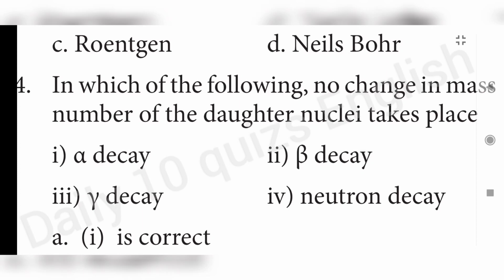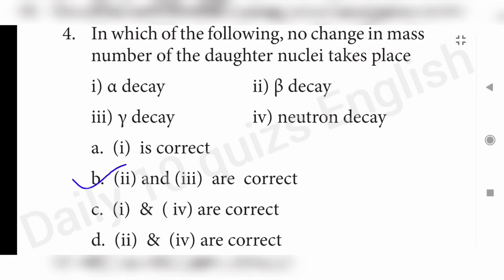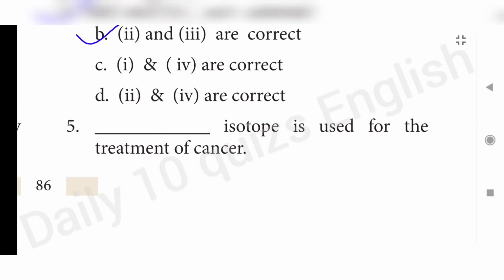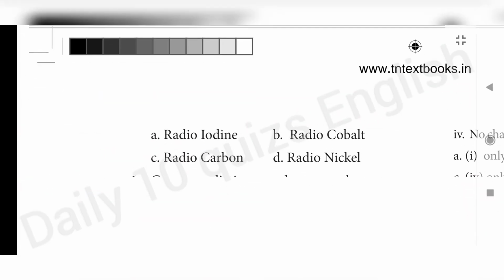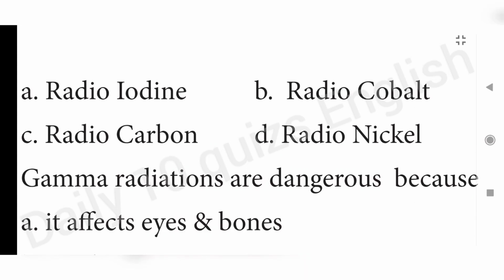Fourth one, in which of the following no change in mass number of the daughter nuclei takes place? Fifth one, dash isotope is used for the treatment of cancer. Answer, option B, radiocobalt isotope is used for treatment of cancer.